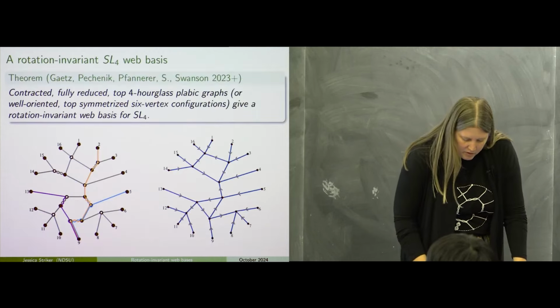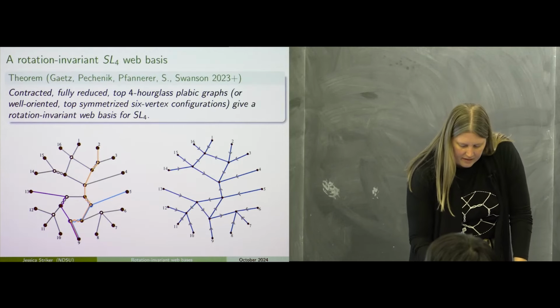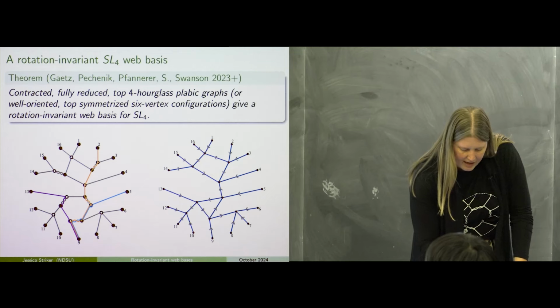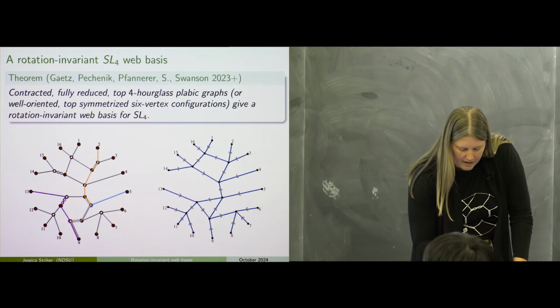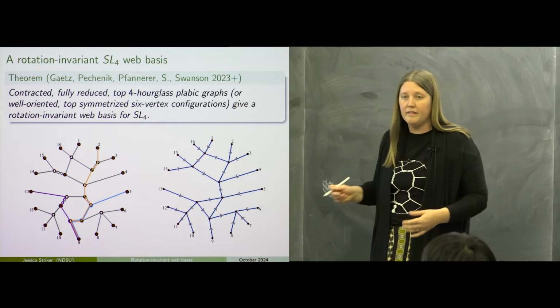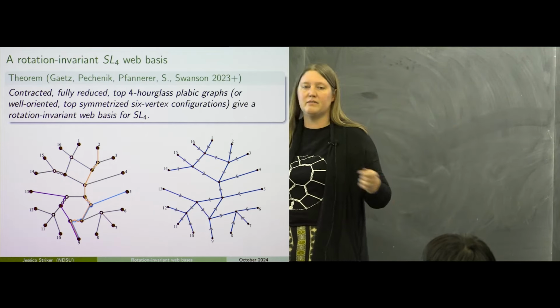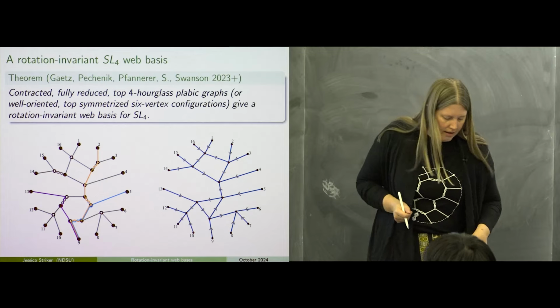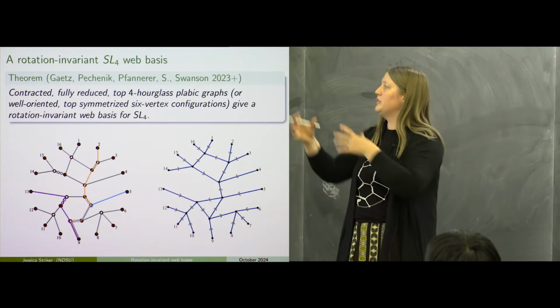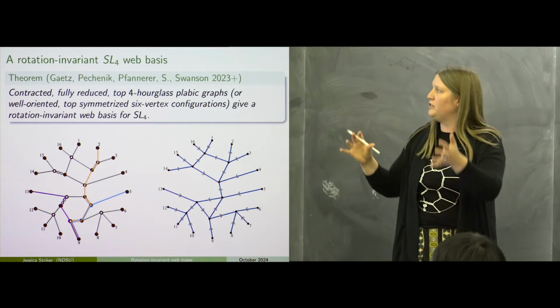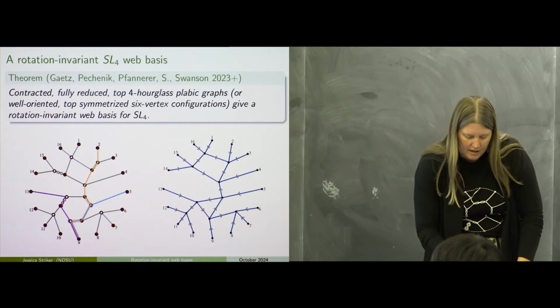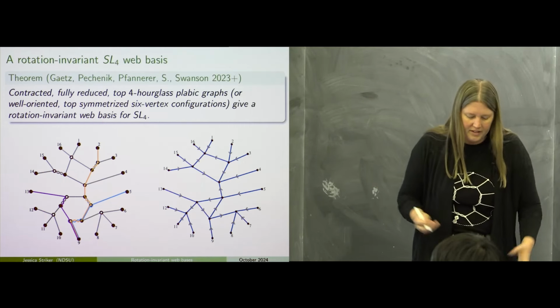I guess, did I use the word web over here? Oh, yes. So the punchline of this theorem is that we have a rotation-invariant web basis for SL4. Okay, so rotation invariant is easy. We want the property that if you take this graph and you rotate it, you also get a basis element. Okay, so that's what rotation invariant means. And it means we have a description of exactly which graphs these are, but when you rotate them, you still get a basis element.